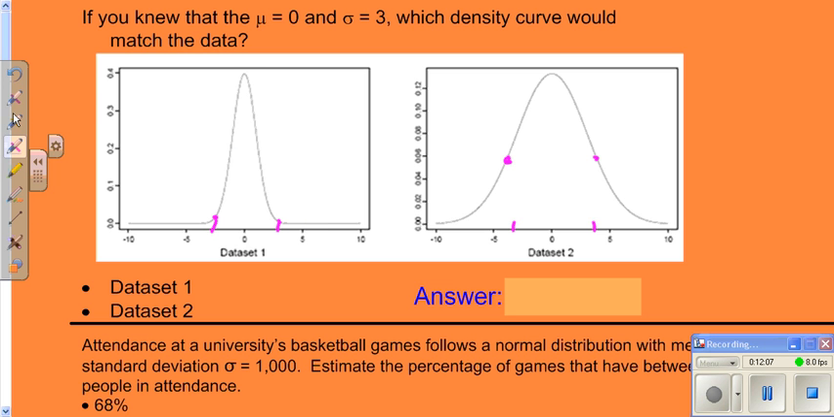In this graph over here on the left, that would occur about here. Definitely not where our marks of 3 are. Over here, our 1 standard deviation to the right and to the left occurs at these spots. So therefore, a mean of 0 and a standard deviation of 3 would be for this second graph.